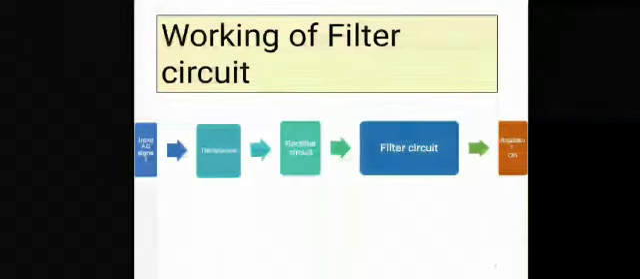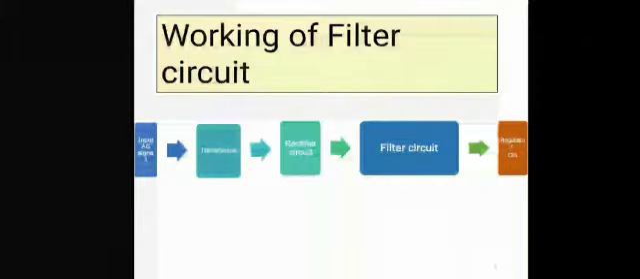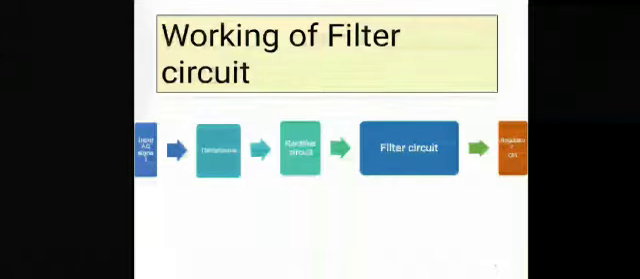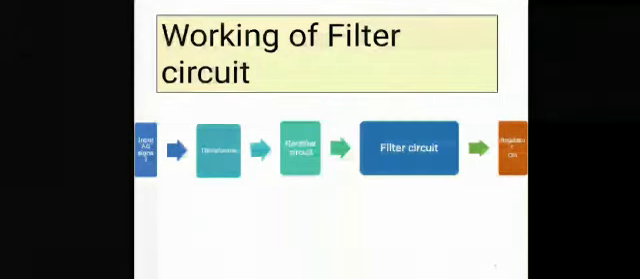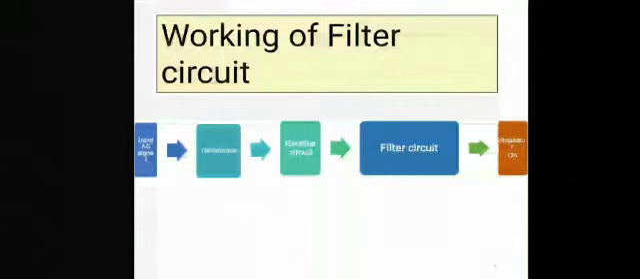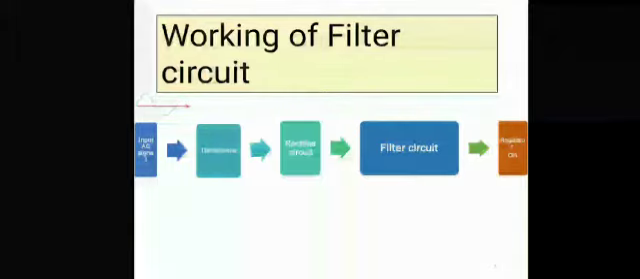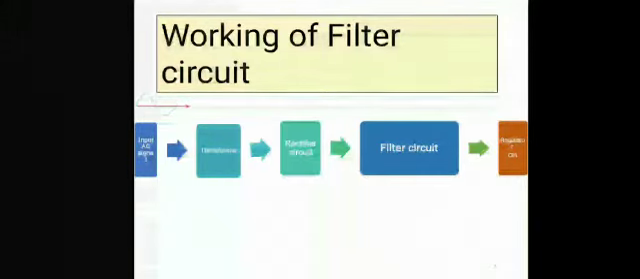Now we'll see the position of the filter circuit in the DC power supply circuit. DC power supply means the AC signal coming from our mains, 230 volt 50 hertz, is converted into a required DC signal. The different blocks of the DC power supply circuit are first the transformer, then the rectifier circuit, then the filter circuit, and then we add the regulator circuit, and after the regulator circuit we get the regulated DC signal. We know the input signal is 230 volt AC with 50 hertz.